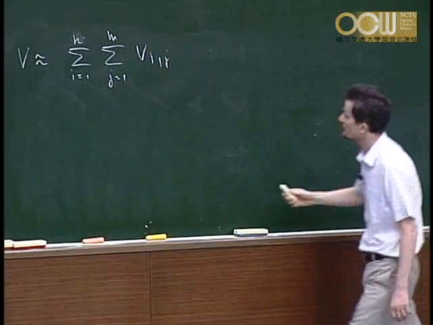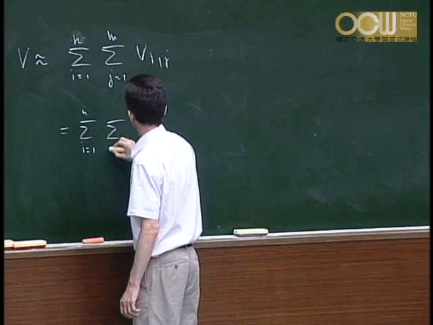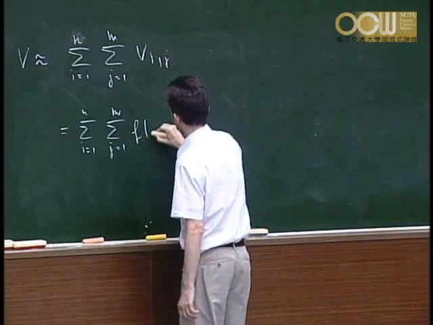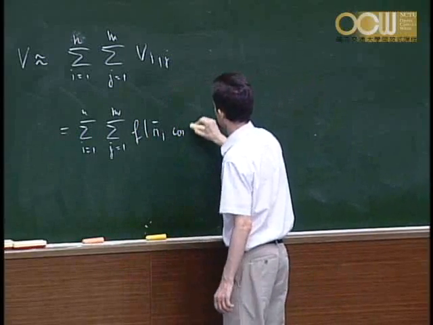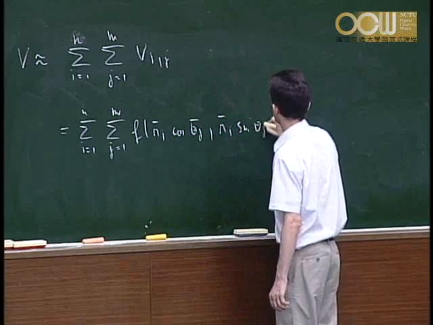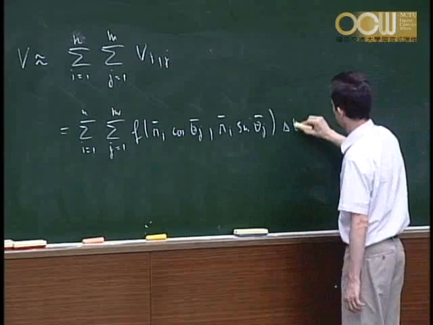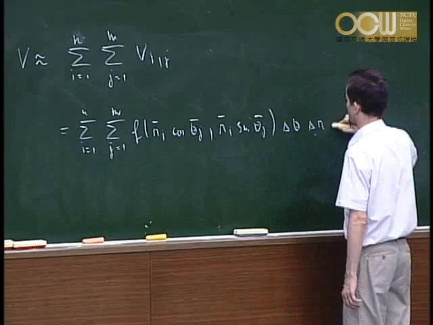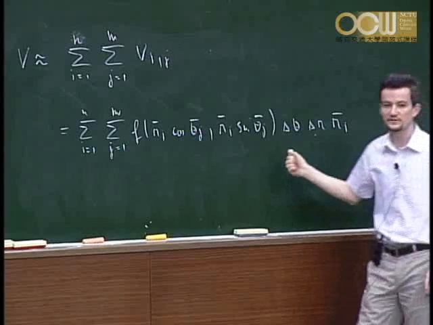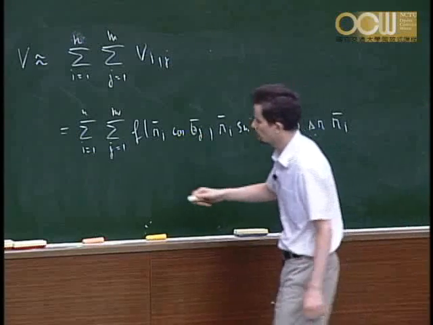Okay, and I plug this in, so this is equal to the sum i from 1 to n, the sum j from 1 to m, and here I have f, and then I have r_i bar cosine theta_j bar, and then r_i bar sine of theta_j bar, and this here becomes delta theta delta r, and I have r_i bar. And now you recognize this is a double Riemann sum here. So as n and m both tend to infinity, we should get the volume.